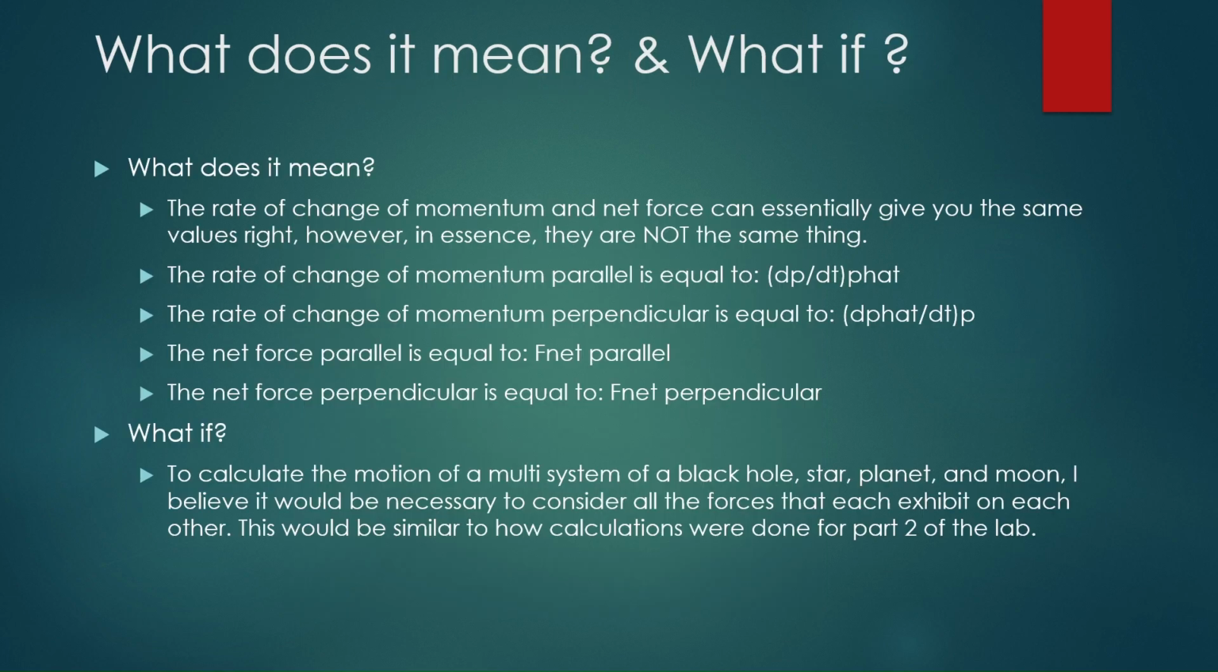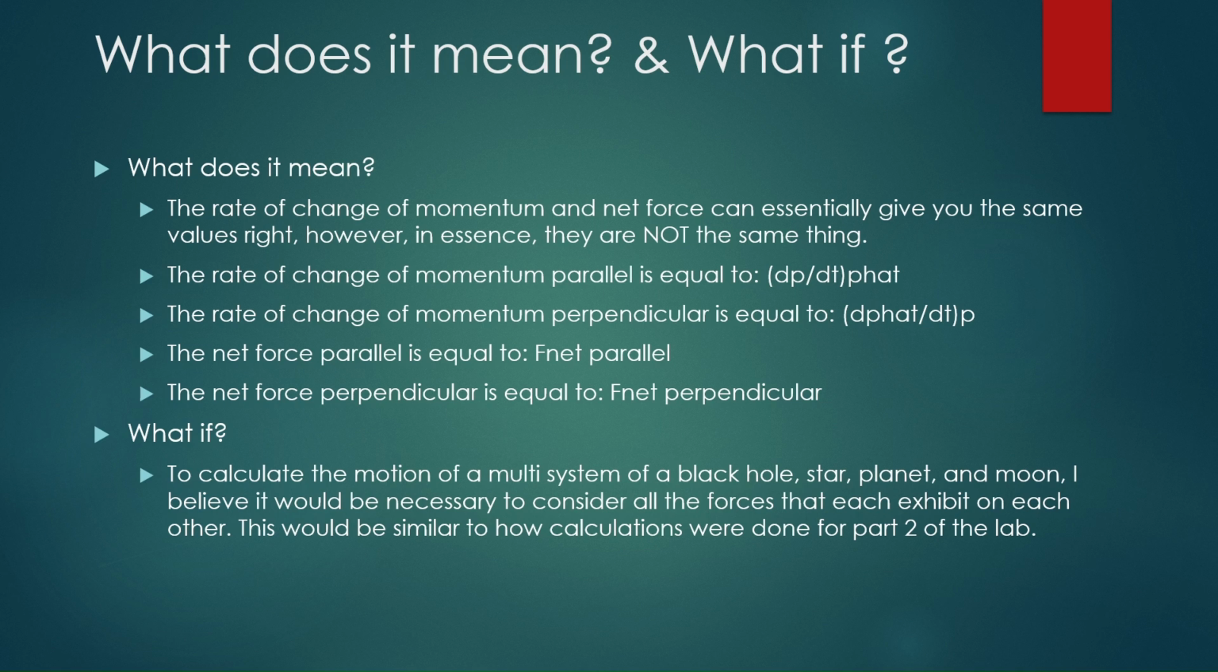What does it mean and what if? So the rate of change of momentum and net force can essentially give you the same values, but however, they are not the same thing. The rate of change of momentum parallel is equal to the change in the magnitude of the momentum divided by the change in time times the direction of the momentum. And the rate of change of momentum perpendicular is equal to the change in the direction of the momentum over the change in time times the magnitude of the momentum. The net force parallel is just the parallel component of net force, and the net force perpendicular is just the perpendicular component of the net force. They are not the same thing, but they can give you the same answer.